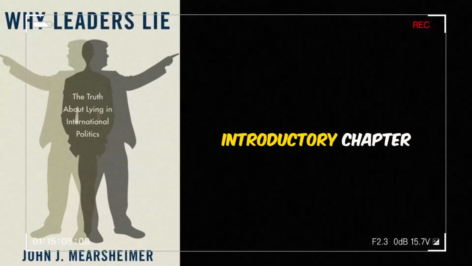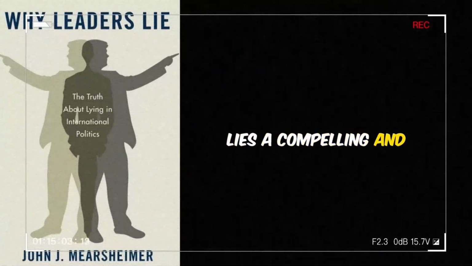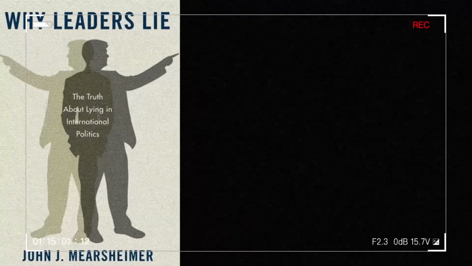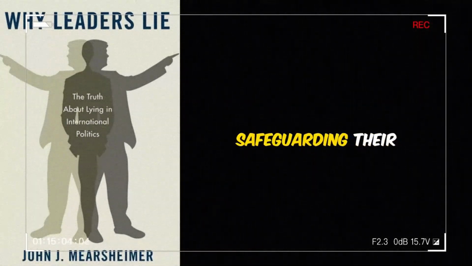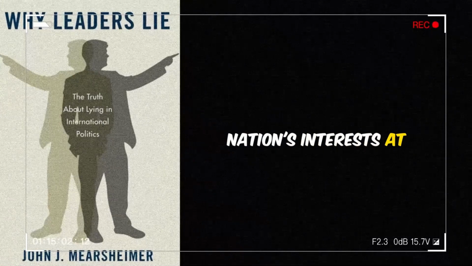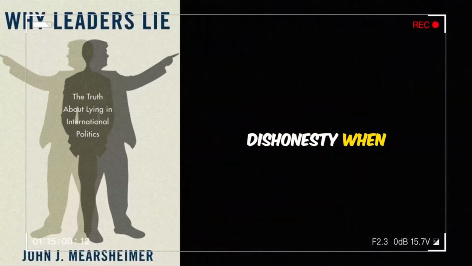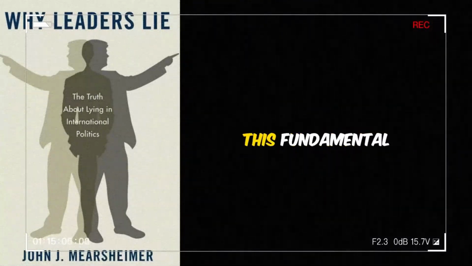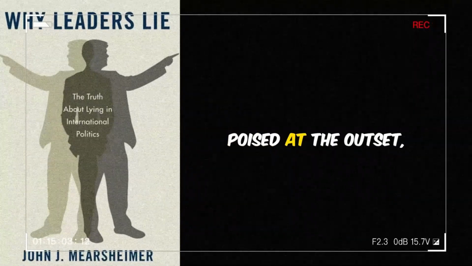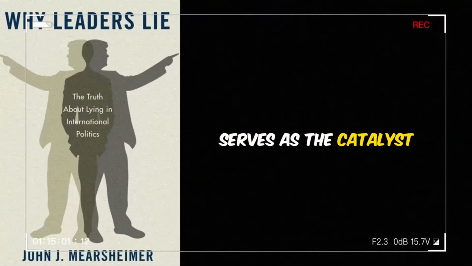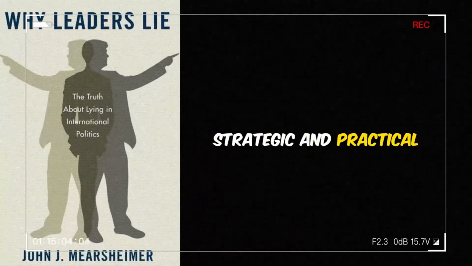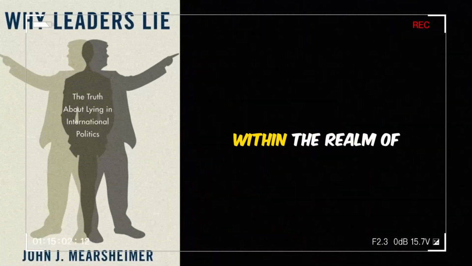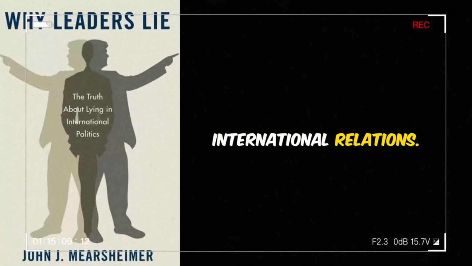At the heart of this introductory chapter lies a compelling and consequential question. Why do leaders who bear the profound responsibility of safeguarding their nation's interests at times resort to dishonesty when interacting with other nations? This fundamental inquiry, poised at the outset, serves as the catalyst for an exploration of the ethical, strategic, and practical dimensions of lying within the realm of international relations.